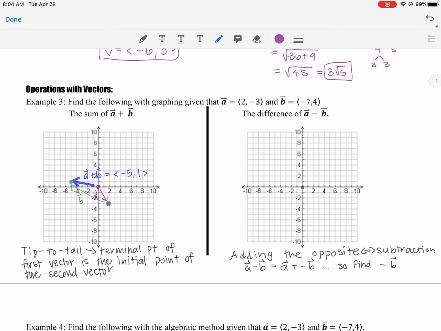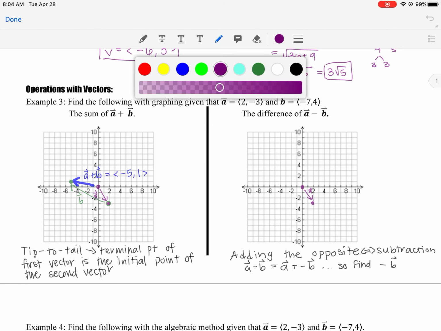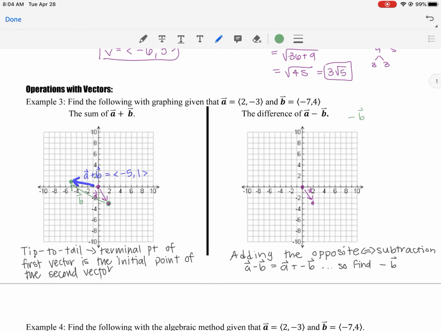In this case, let's start with vector A. We know what that looks like. We're going to start at the origin, and go right 2, down 3. So we've got our vector A. Now let's talk about vector B. The opposite of vector B: if it was negative 7, we switch to positive 7, and if it was up 4, we are now going down 4. So we get positive 7, negative 4. Tip to tail, we start here, go positive 7, which brings us to 9, and down 4 more, which will be at negative 7. So we're going to be down here. This is vector B.